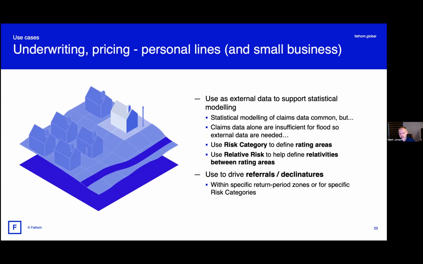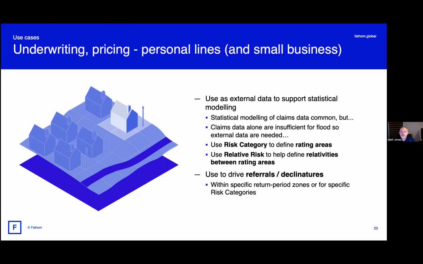if you look at relativities by year in your statistical model, they vary a lot for flood because it's a relatively low frequency peril, and the relativities can vary a lot according to the events you have in each year. So actually using something like our relative risk score to help define the relativities and implement those relativities, I think can be pretty useful when it comes to personal lines pricing.